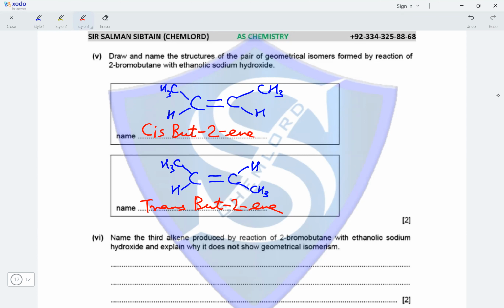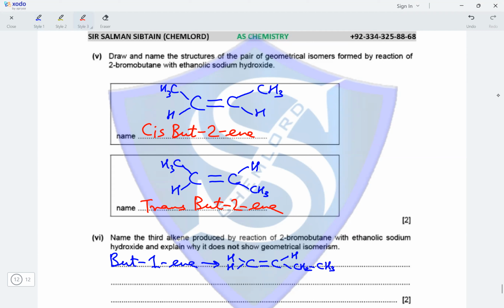Name the third alkene produced by reaction of 2-bromobutane with ethanolic sodium hydroxide and explain why it does not show geometrical isomerism. So the third alkene would be but-1-ene, and the structure of but-1-ene would be C double bonded to C. Then we would have one carbon atom with two hydrogens attached to it and another carbon atom with a hydrogen and a CH2 and a CH3 group attached to it.